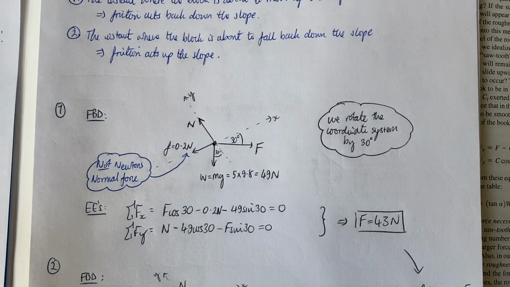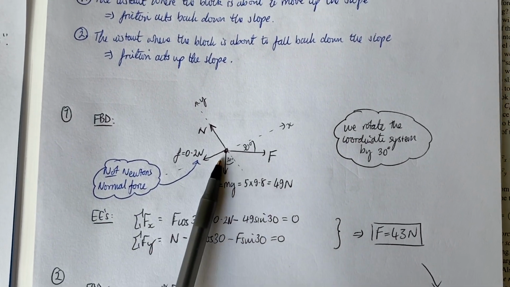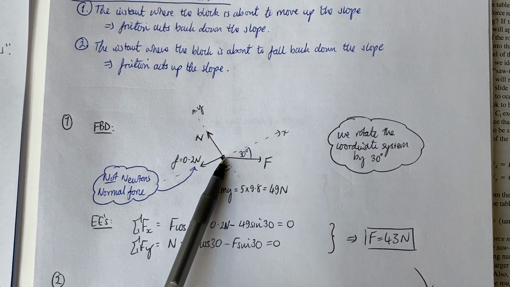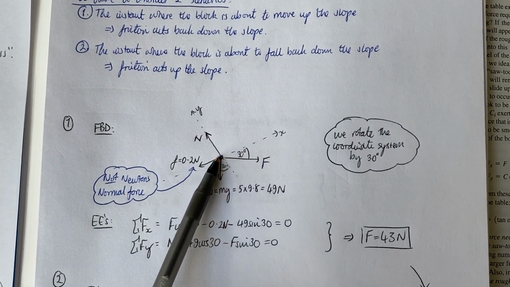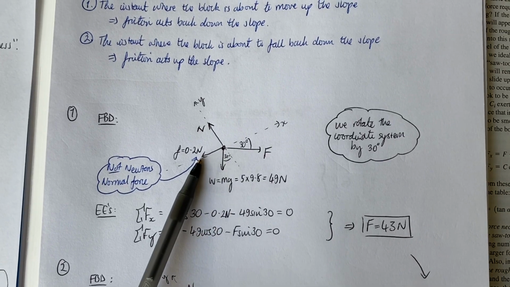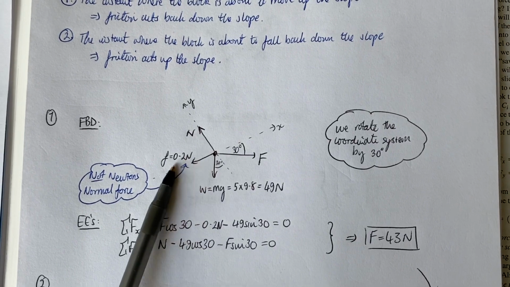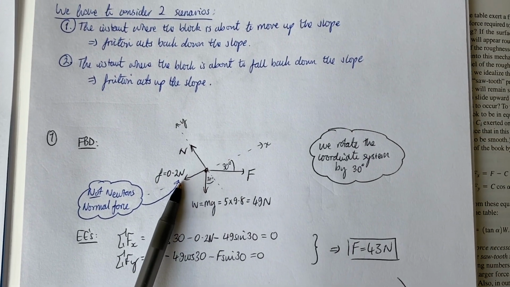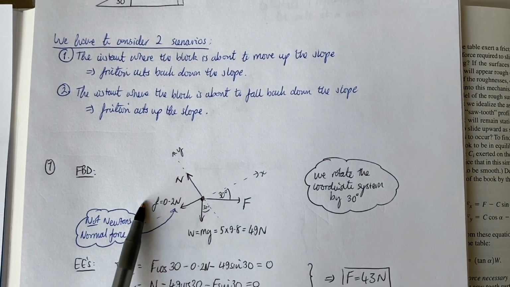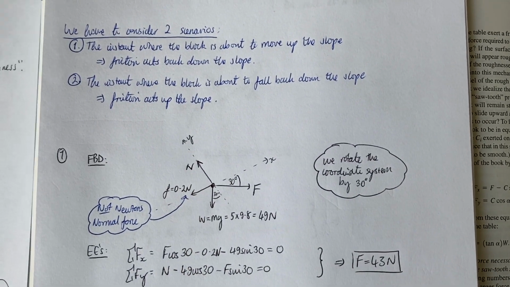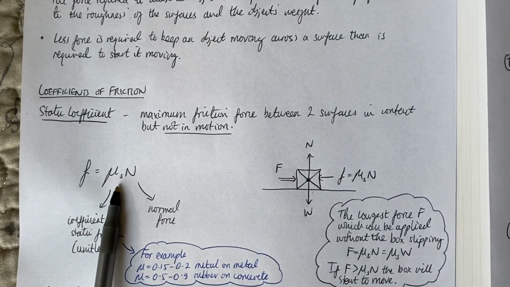So the first scenario here is what I've sketched out. So we said when the box is at the instant where it's just about to start to slide up the slope, then friction acts back down the slope, opposing that motion, right? And we're told that the coefficient of friction is 0.2, right? And then to get the frictional force, you'll remember we multiply that by the normal force, right? From here.